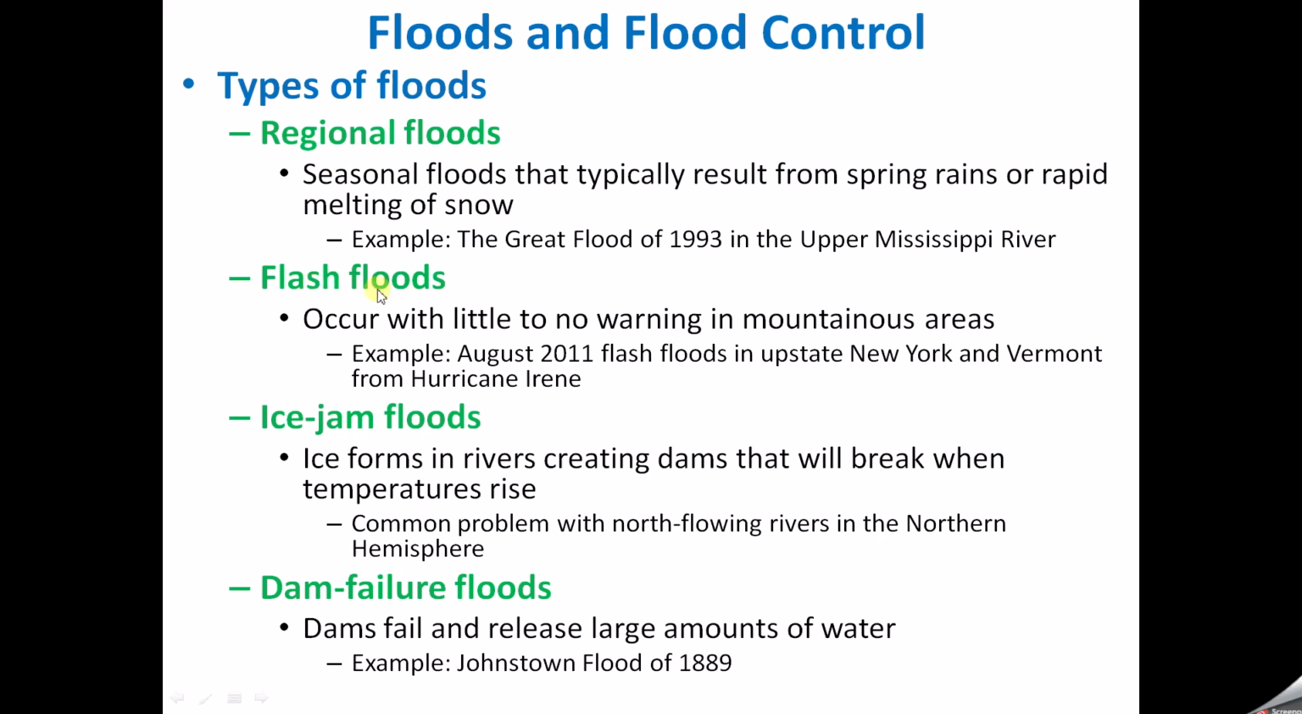Floods and flood controls. Types of floods: regional floods, flash floods, ice jam floods, and dam failure floods. What are regional floods? Seasonal floods that typically result from spring rains or rapid melting of snow. Flash floods occur with little or no warning in mountainous areas. Ice jam floods: ice forms in rivers, creating dams. That will break when temperatures rise. When temperatures rise, the ice melts and will flow and create floods. Dam failure floods: dams fail and release large amounts of water.